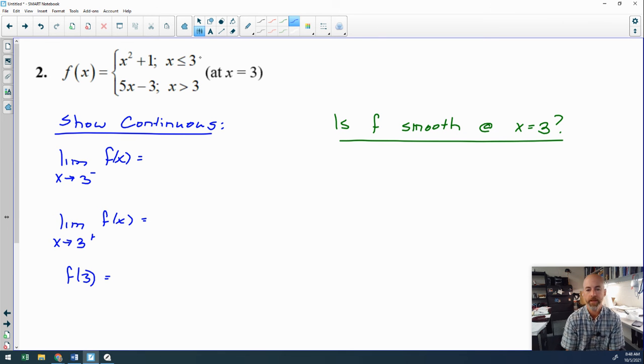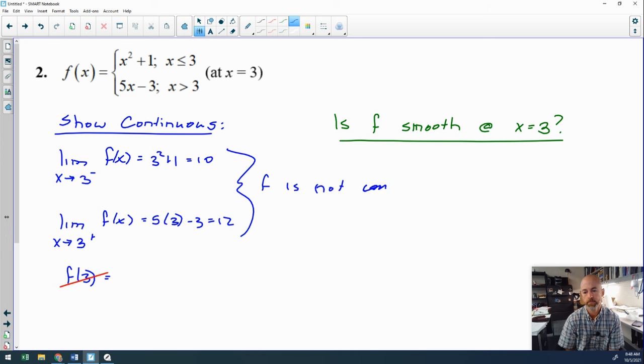So limit as x approaches 3 from the left, that's my top part. So 3 squared plus 1 is 10. X approaches 3 from the right would be 5 times 3 minus 3, which is 12. And since those are not the same, I know there is a discontinuity. I don't care about f of 3. I now know that f is not continuous at x equals 3. Therefore, f is not differentiable at x equals 3.